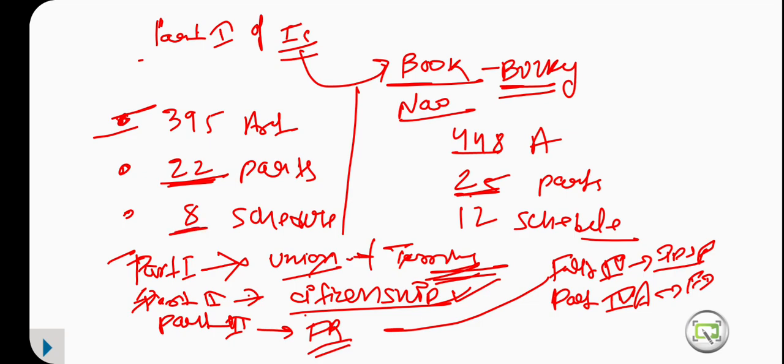Initially there were 8 schedules, but now we have 12 schedules. And remember why all these things are increasing in number. The number of articles has increased, the number of parts has increased, the number of schedules has increased. This is because there is a provision for amendment of the constitution. Amendment, you know about the amendment? Amendment means there is a provision of amendment to the Indian constitution.